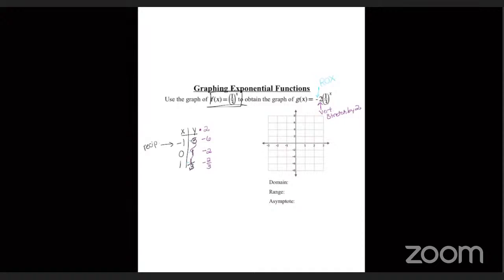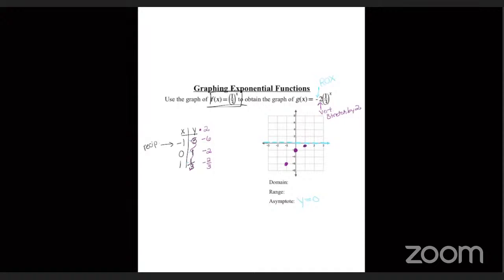So again, I asked myself the question, did we have a transformation that moved our graph up or down? And because we did not, that means my asymptote does not move. It's going to remain at y equals 0. But we did have transformations that did move us a little bit here. And so now I'm going to just go graph these points. I've got the point, let's see, -1, -6, 0, -2, and 1, -2/3.